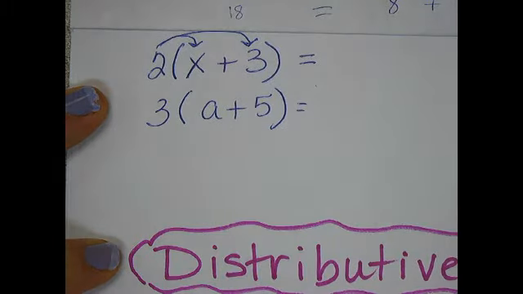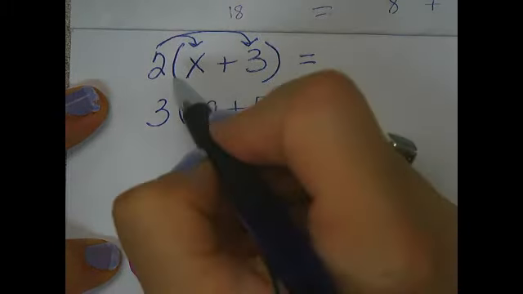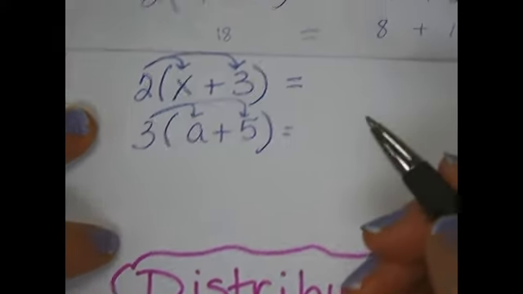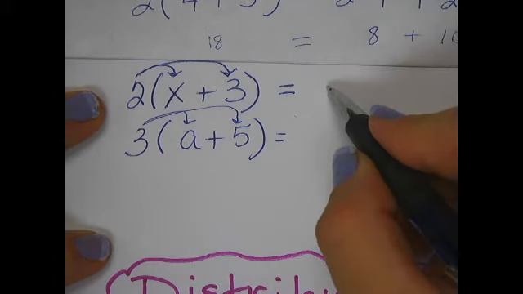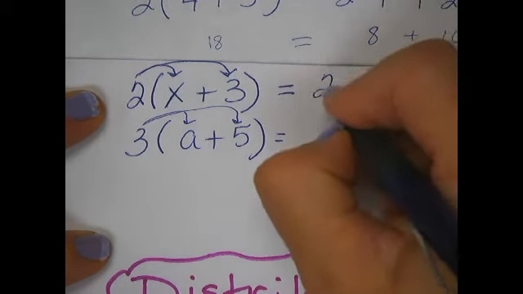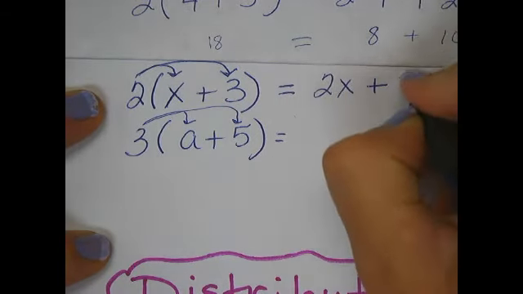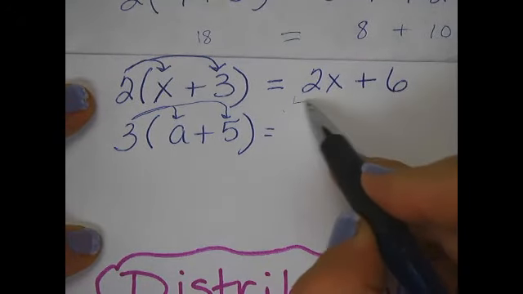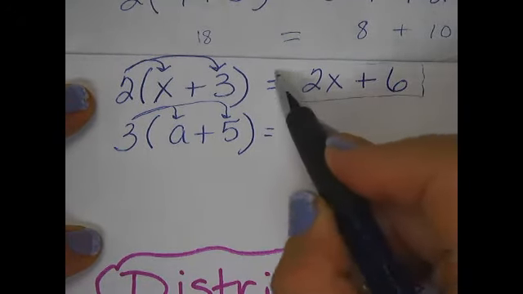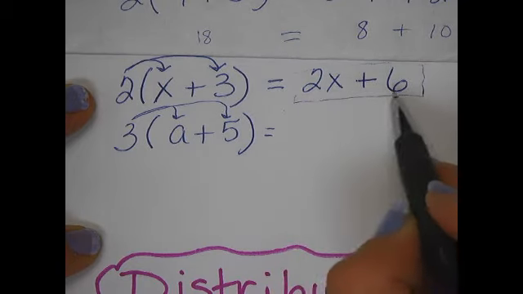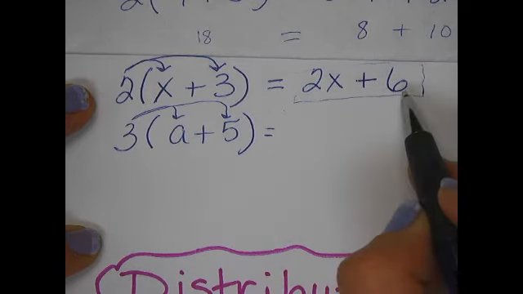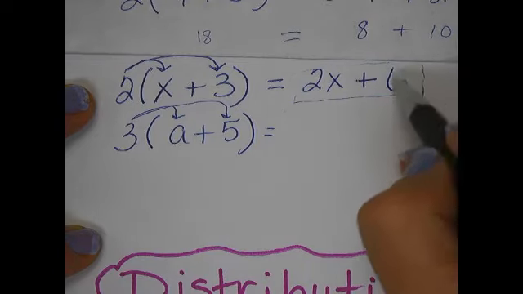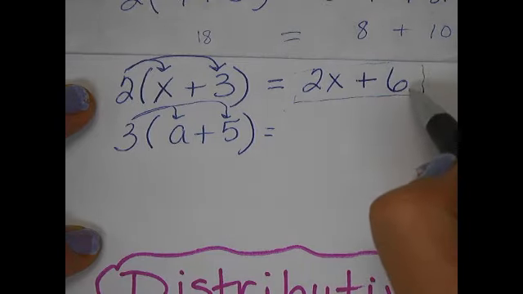And we will check that tomorrow. I'd like you to try this one. 3 times the quantity of a plus 5. Go ahead and distribute that. And I guess to give you a little hint, I'll do this one up here just to check. You should have gotten 2x plus 2 times 3, which is 6. And that's your final answer.